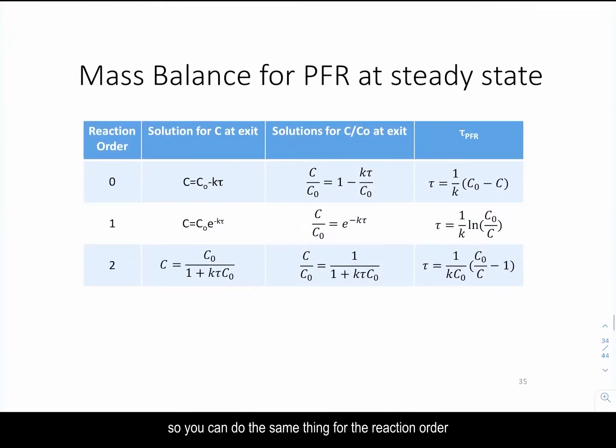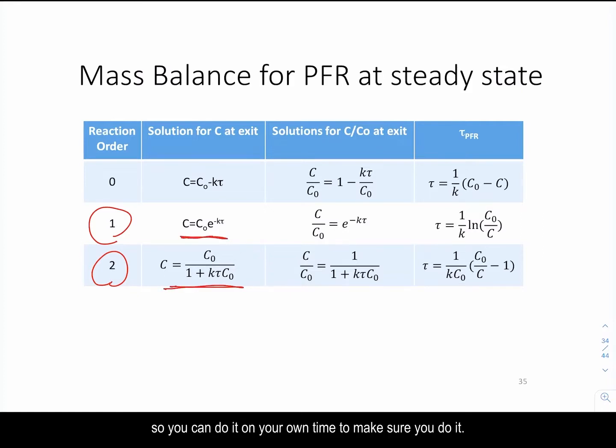So you can do the same thing for reaction orders 1 and 2 too, and solve them. I will actually leave that to you, okay? So you can do it on your own time to make sure you do it. And then you can get the solution for C over C naught and tau PFR by just rearranging them too.